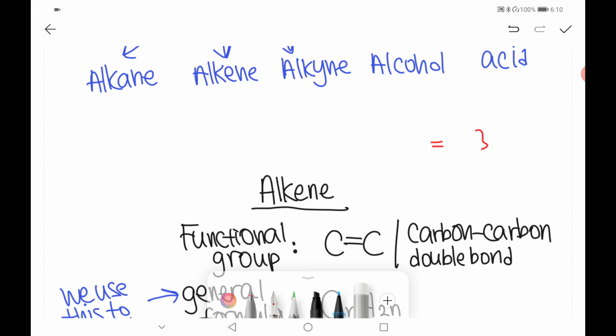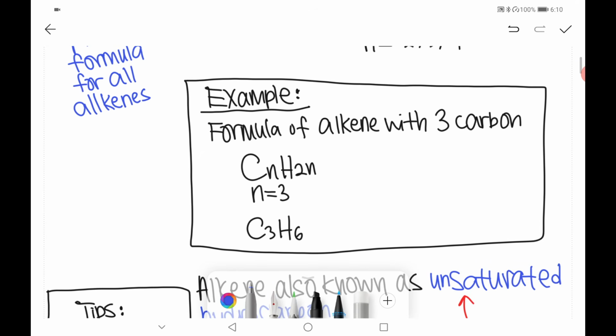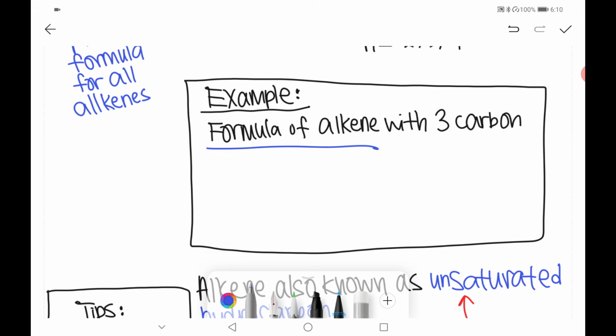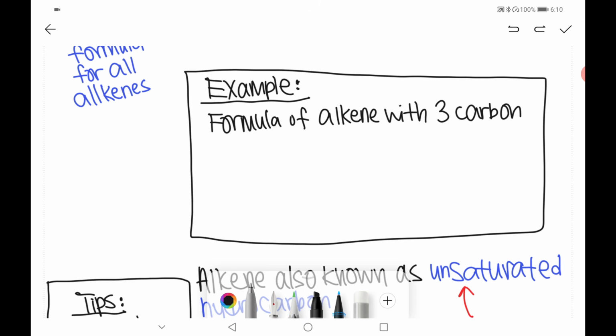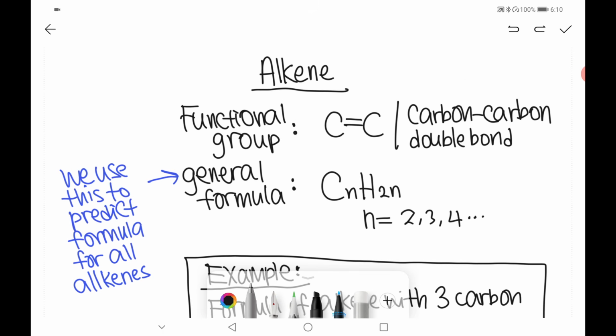Okay, so now let's continue a little bit more. This is one example that we will do together. I want to get the formula for an alkene which has 3 carbons. To predict the formula for alkene, we will use CnH2n, the general formula that we use to predict the formula for all our alkenes.